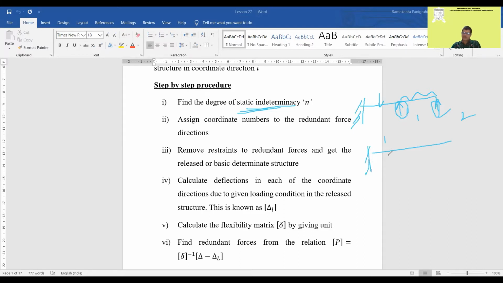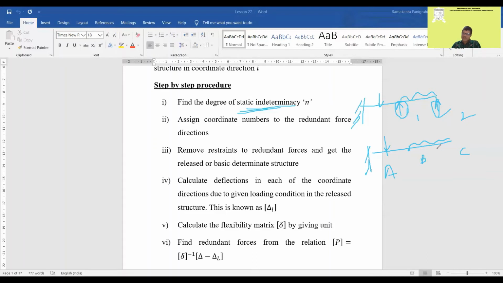This is your released structure. This is the loading. This is the release. This is B. This is C. Remove the restraints to the redundant forces and get the released or basic determinate structure. Now, this structure is determinate. It is just like a cantilever with a fixed end and the loadings there, so you can analyze this structure by any of the standard methods available.